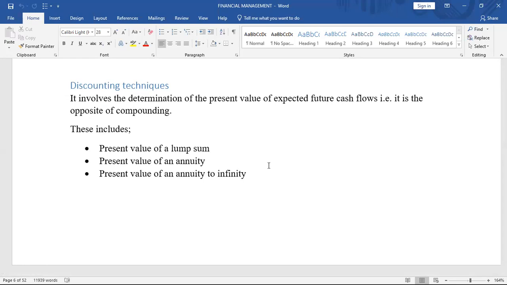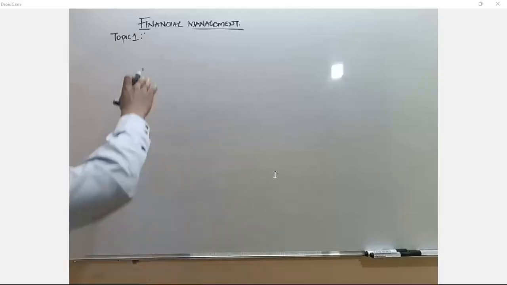So when you look at the discounting techniques, we have said that it involves the determination of present values from the expected future cash flows. Remember, we were doing the compounding, where we took the present and found the future. Now we have the future, and we want to take it to the present. That is why this is the opposite of compounding. We normally have 3 concepts. So let me go to my board so that I can analyze them, right? Based on the discounting techniques, we have 3.